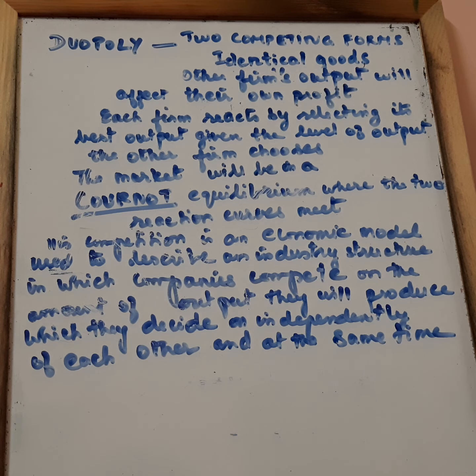So, the effects of limited competition. There are two firms competing and producing identical goods. Each firm knows that the other firm's output will affect their own profit. Each firm reacts by selecting its best output given the level of output the other firm chooses. The market will be in a Cournot equilibrium where the two reaction curves meet. So, this is how much the firm should produce given the competition.